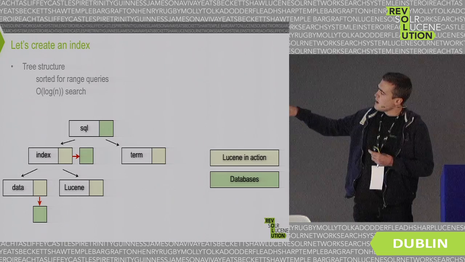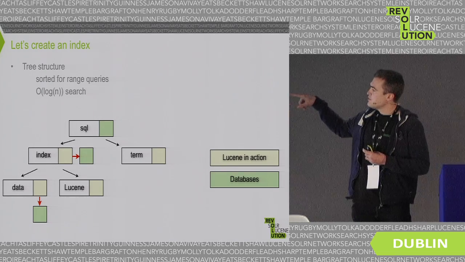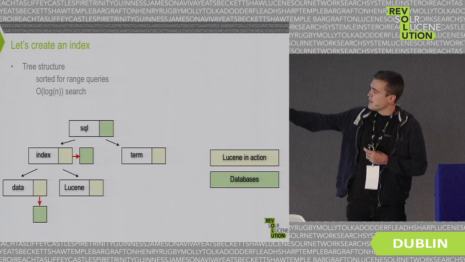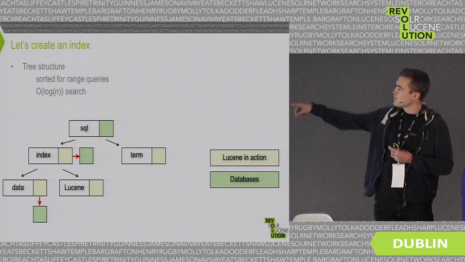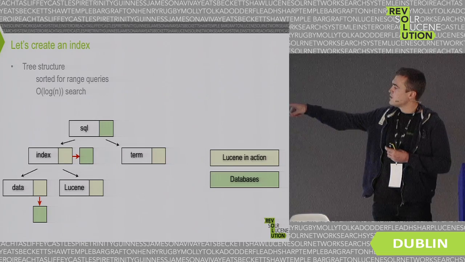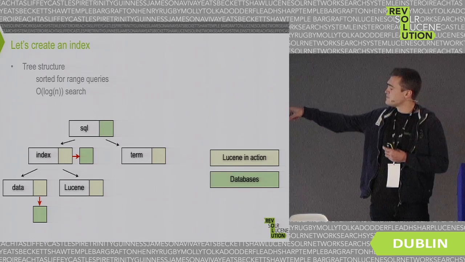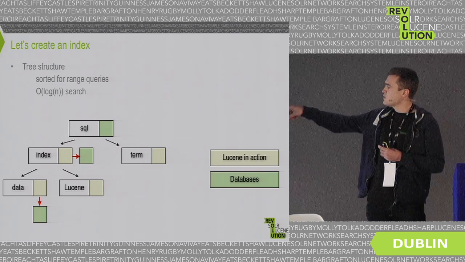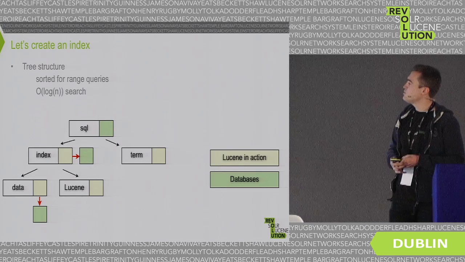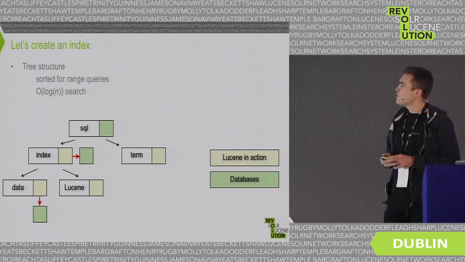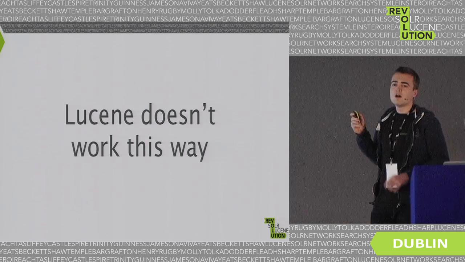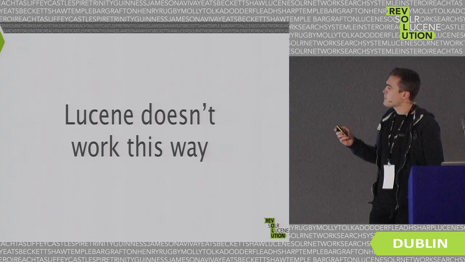SQL has a single pointer, which is in green because it's contained in the database book. But for example, if you look at the term index, it has a linked list with 2 elements. The first one is Lucene in Action because index is contained in the Lucene in Action book. But it also points to a single entry, which is in green, meaning it is a pointer to databases, because the term index is contained in these 2 books. So this is the way most indexes work in the world, but Lucene doesn't work this way.